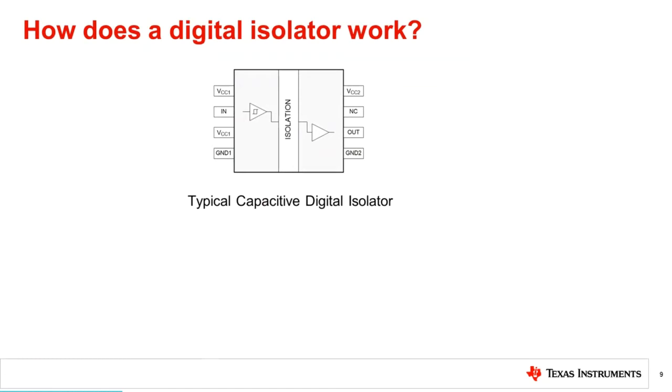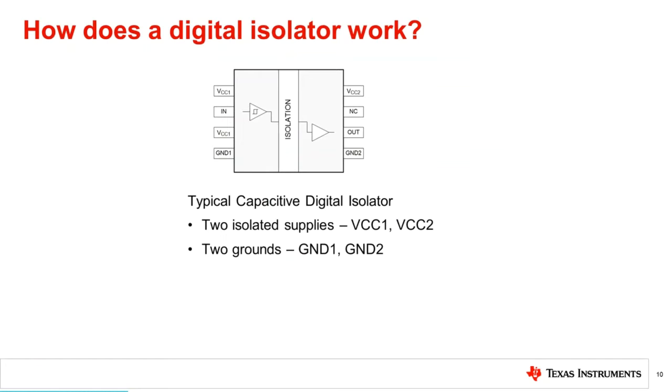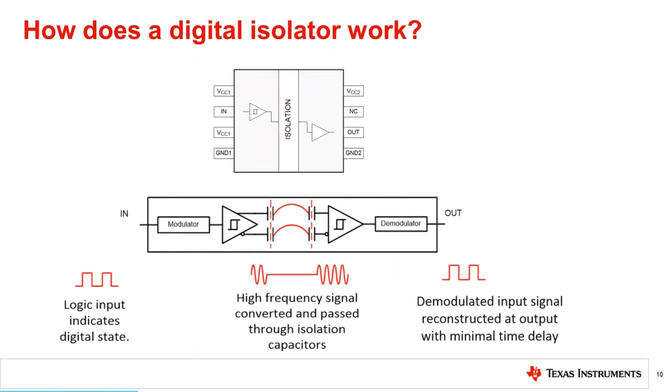How does a digital isolator work? A pin diagram of a typical digital isolator is shown here. It consists of two isolated supplies, VCC1 and VCC2, two grounds, GND1 and GND2, and input and output pins on either side referred to the respective grounds. The input signal is modulated through a transmit IC and then passed through a high voltage capacitive barrier and across the connecting bond wire to the receiving side IC. Ideally, digital inputs and outputs are identical when an input signal is applied.